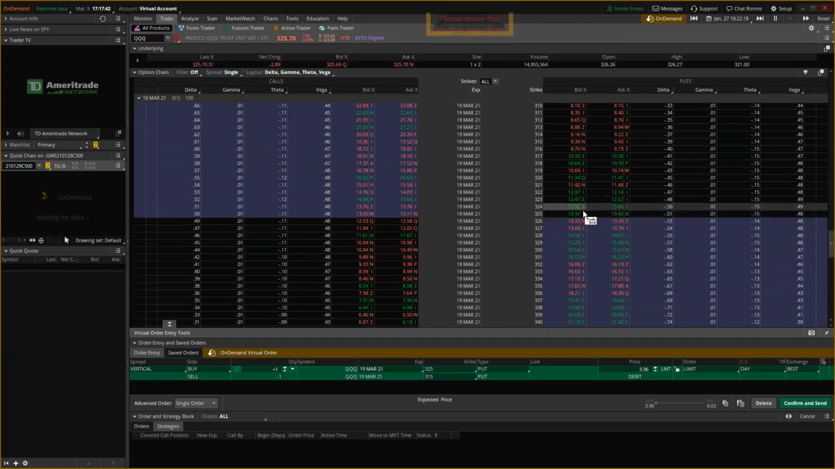Premiums are more likely to stay here than out here. These rot much easier because they're out of the money, versus these, which are very close to me. Does that make sense, guys? Only one. Yeah, makes sense.